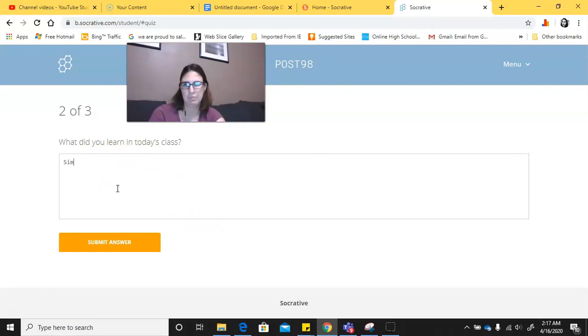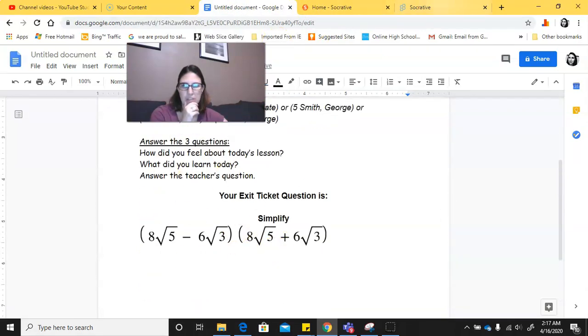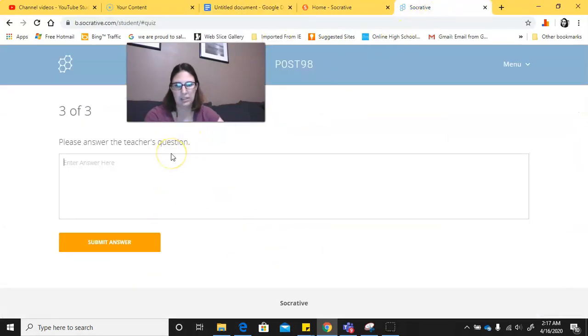You can put whatever you want, multiply radicals, something like that. And then real quickly answer the teacher's question. Your problem is right here. Let's say you got something like, I don't know if you can do a square root on your device, this is what we usually do. Let's say you got the square root of 8. You do it like that, that would be fine.